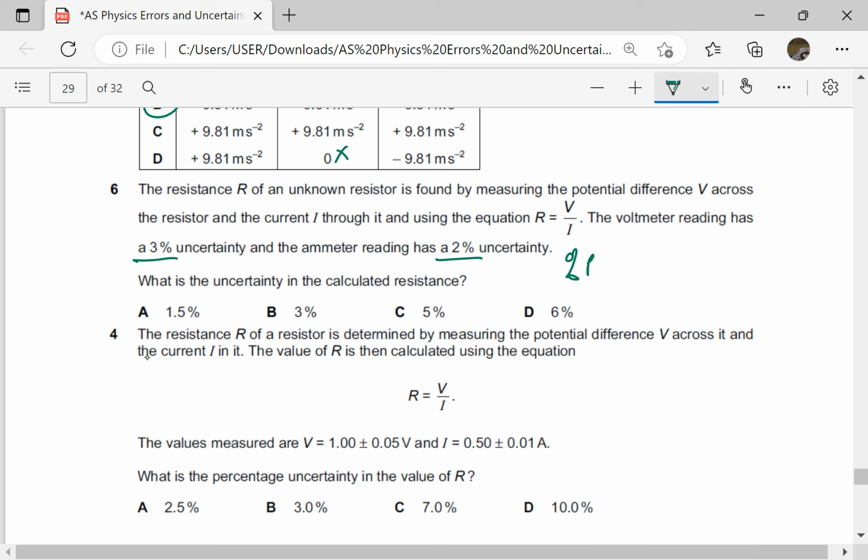So percentage in R is going to be simply percentage in V plus percentage in I, which gives us 3 plus 2, which is 5. So the answer is C. So that is 5%.